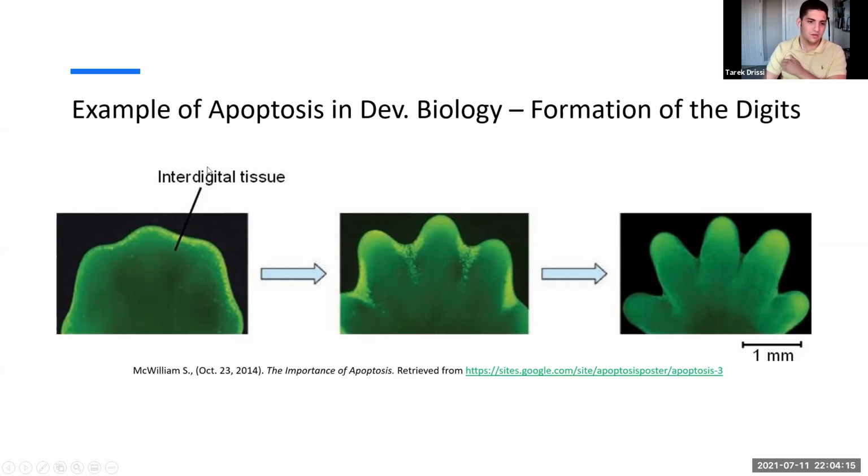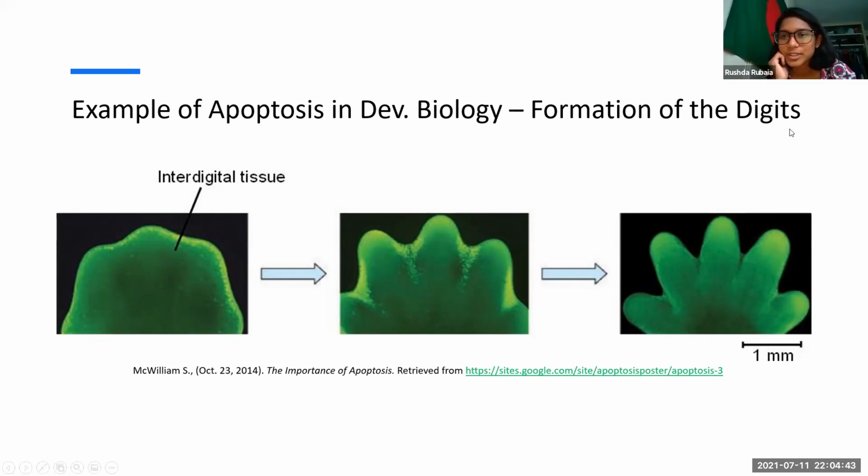As you can see here, we're starting with this interdigital tissue, so the tissue between the digits. And these glowing cells here are cells that are undergoing that cell death program. It extends all the way down into here, and they'll just die off on their own so that they can separate the digits into unique structures, which is very, very cool. I really thought this was interesting when I first saw it.